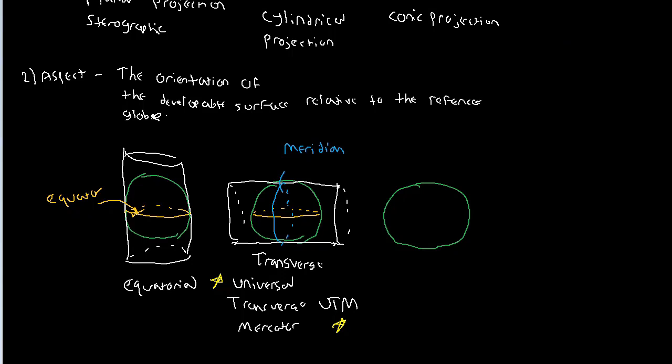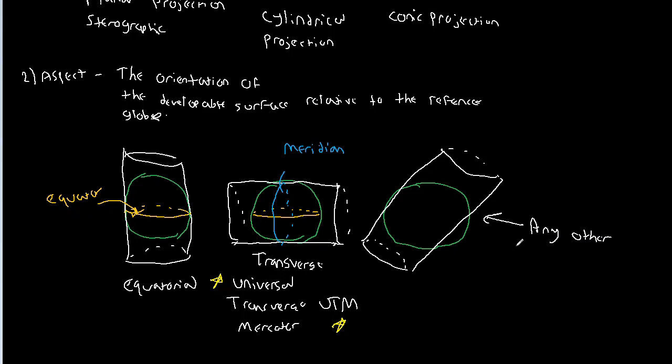So the final option is, instead of having it line up exactly north-south or exactly east-west, you can imagine, I'm going to do my best to draw this, that we pick some other angle, other than up and down or on its side. So this is anything else. This is any other orientation.